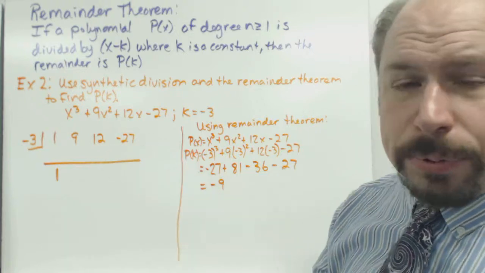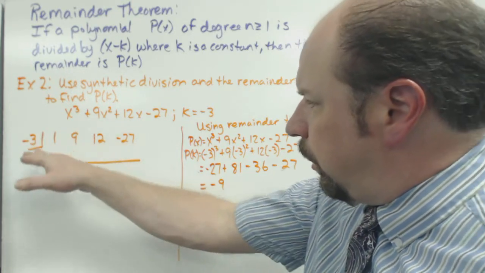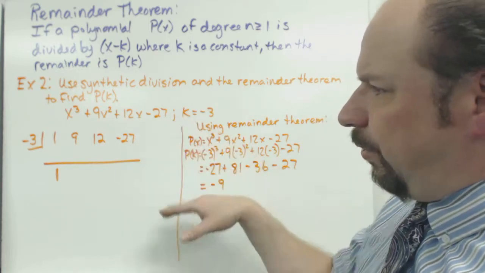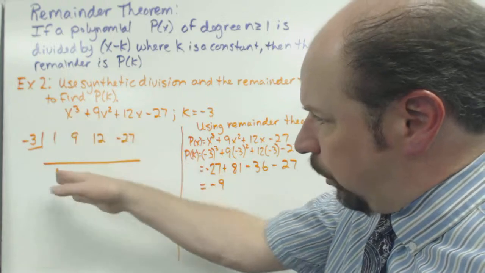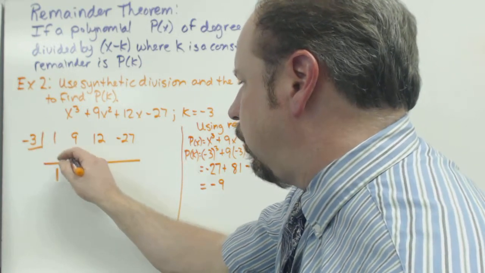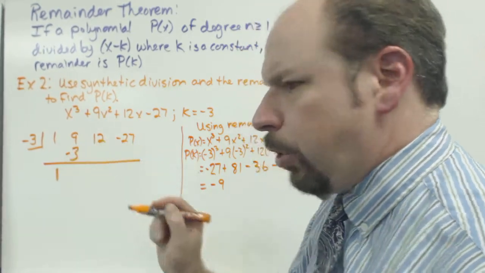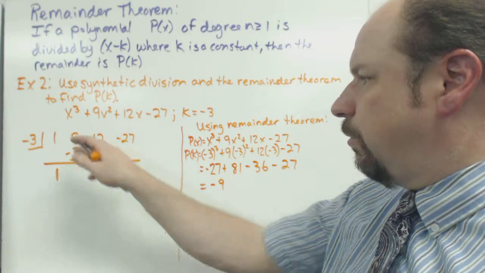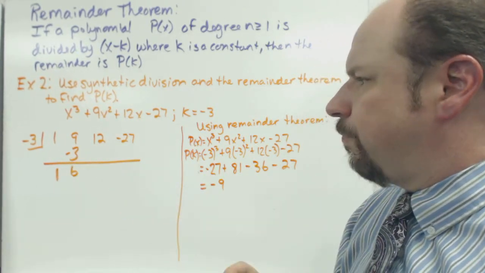Okay, so we're going to see what happens when we use synthetic division on this now. So here it is with synthetic division. I don't have a reminder over here of the process, so remember that process. We bring down the first number, and then we multiply. 1 times -3, and we write that value under the next number, and then add straight down. So 9 minus 3 is positive 6.